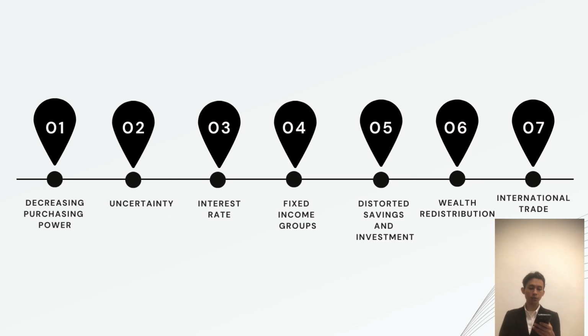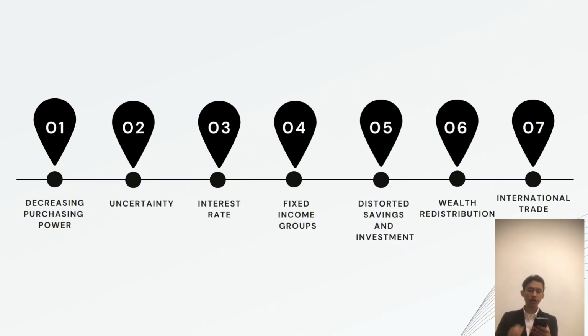Next is wealth redistribution. Inflation can redistribute wealth. Debtors can benefit from inflation because they repay loans with money that has decreased in value, while creditors suffer from a decrease in the real value of the money they receive.